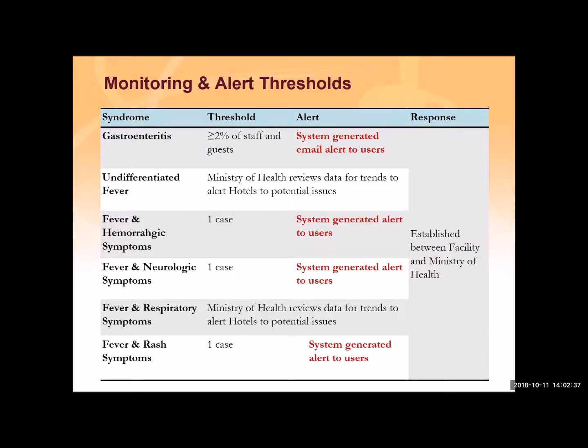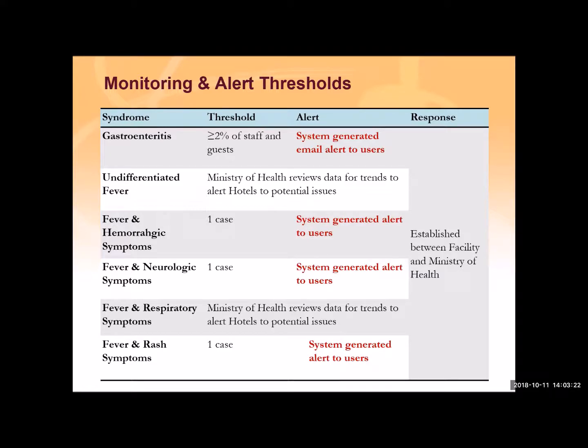The system tracks a few syndromes. 6 syndromes that are all monitored by the WHO, the World Health Organization. Gastroenteritis, undifferentiated fever, fever and hemorrhagic symptoms, fever and neurologic symptoms, fever and respiratory symptoms, and fever and rash. Now, this is an early warning system. So the ill person does not necessarily have to be diagnosed. All you do is enter the person's symptoms, and the system will generate one of these 6 syndromes for you.